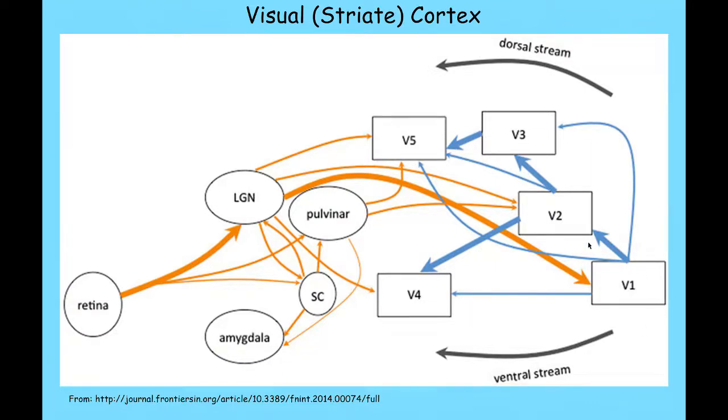And the pathway here that goes down, including this small bit here, that's the ventral stream. That's the parvocellular pathway, object recognition, color, fine detail. The path that goes up this direction, that's the magnocellular pathway, the dorsal stream, the how-where pathway.